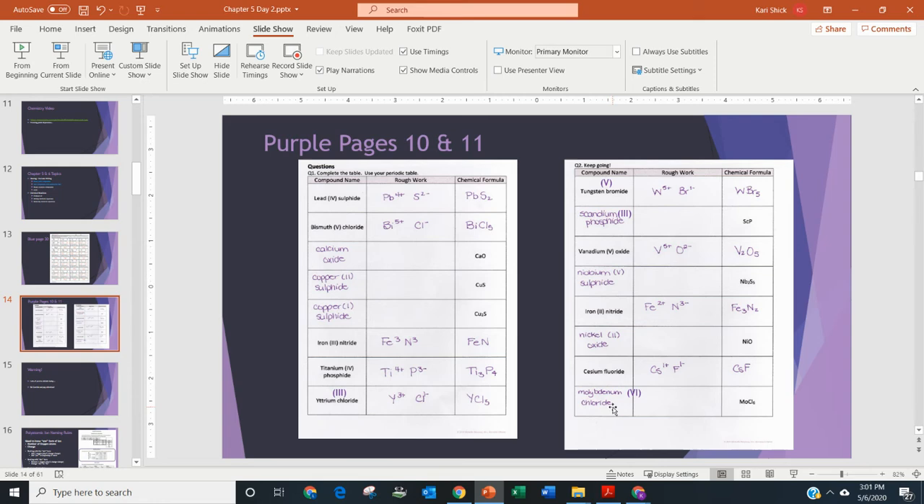So I do know that these are challenging. I do know that these are hard. And we are going to keep working on them each time we have class to keep on practicing them.